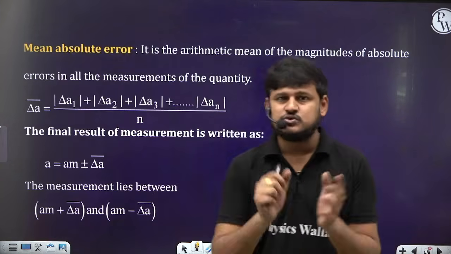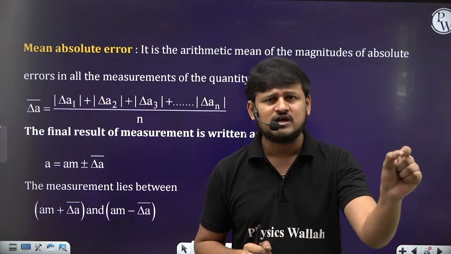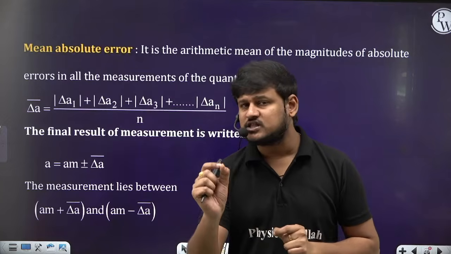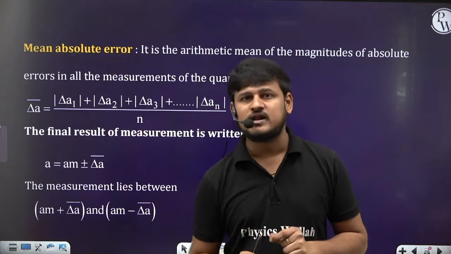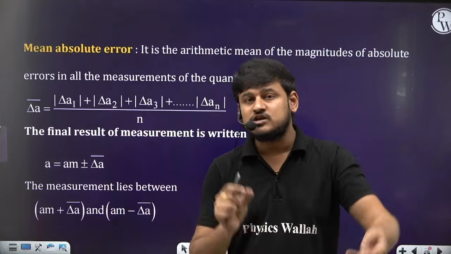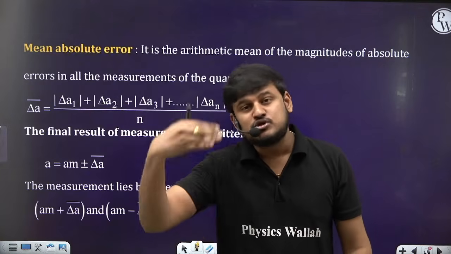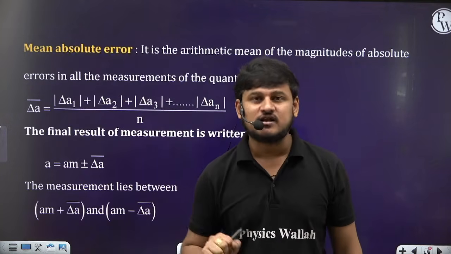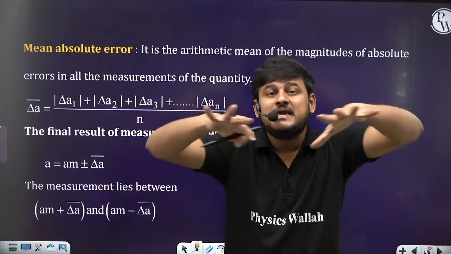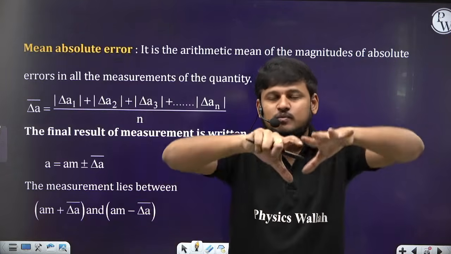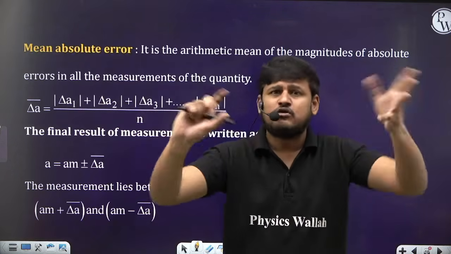Let's suppose 20 students reported. One student has got 0.1 error. The other student has got 0.2 error. The other student has got 0.01 error. One more student has got 0.02 error. So now what is the mean absolute error? All the 20 students got 20 errors.